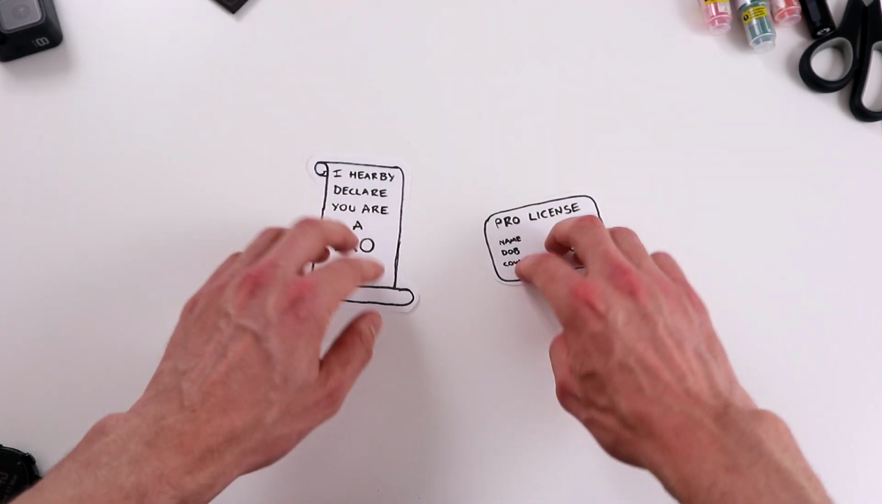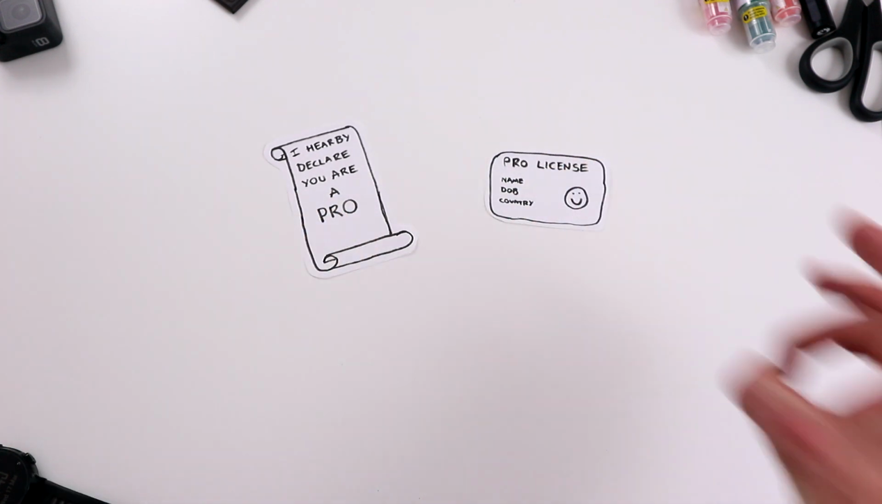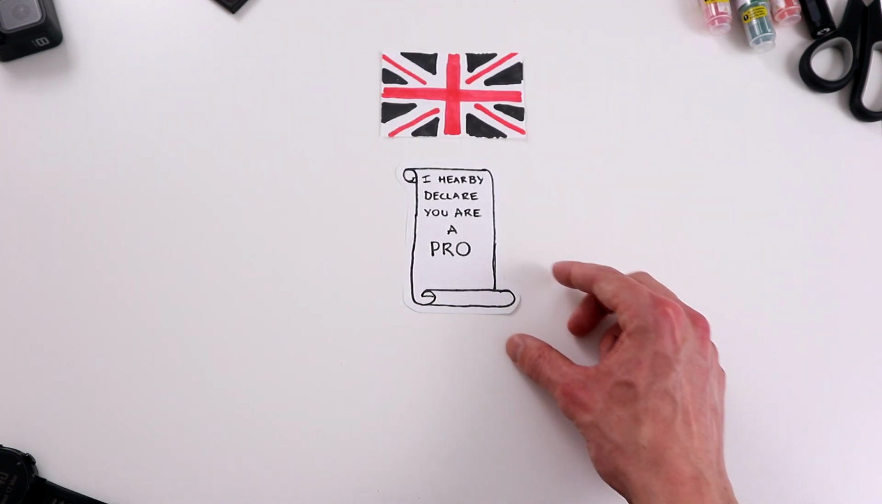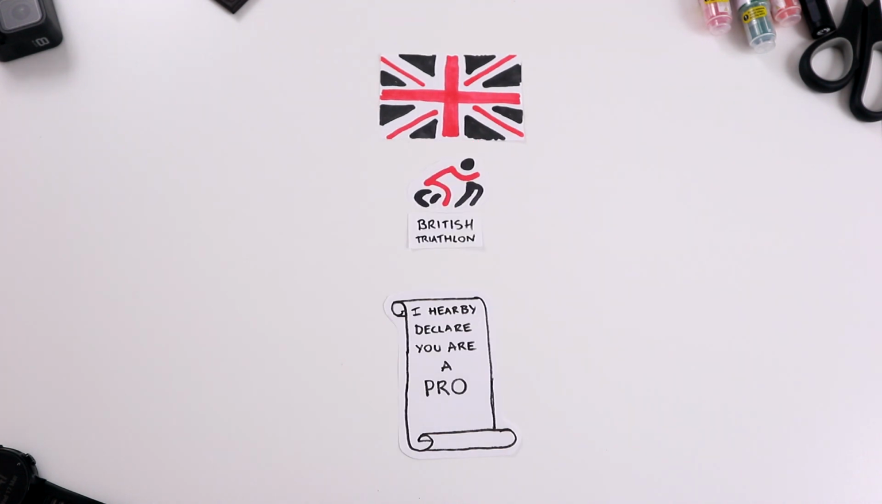So both of these memberships require a license or letter from your country's triathlon governing body, and here in the UK we don't have a licensing system, and so you need to get your hand on one of these letters. British Triathlon is the UK's triathlon governing body, and they lay out a set of criteria which you must reach in order to be granted a long distance pro license letter.